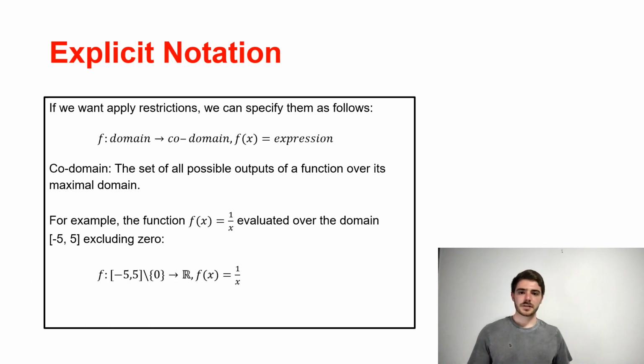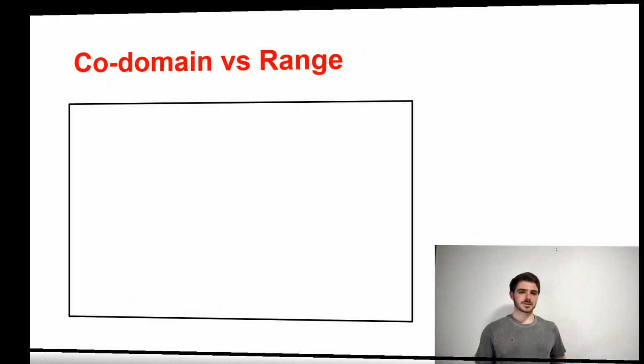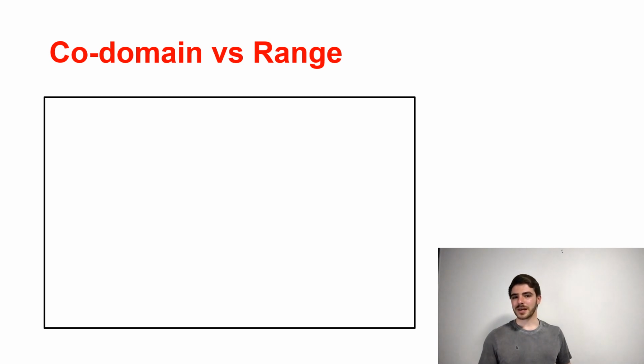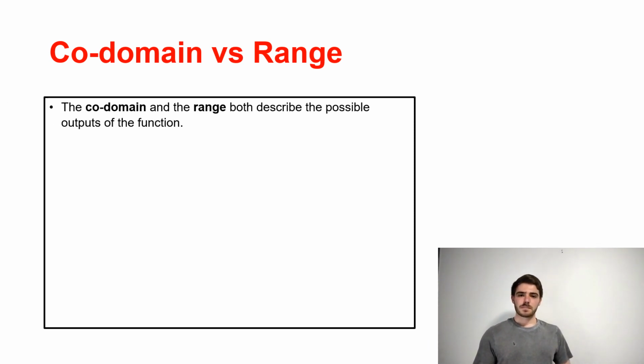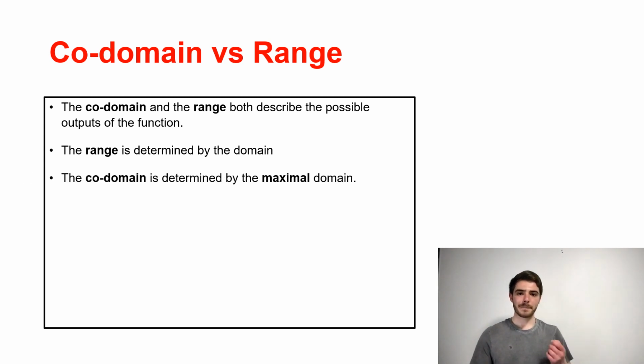Now, as a reminder, this expression uses set notation. The backslash is used to exclude numbers from the set, and the capital letter R suggests that the codomain is all real numbers. So what exactly is the difference between the codomain and the range? The codomain and the range both describe the set of possible outputs of the function. The key difference is that the range is defined by the domain, but the codomain is defined by the maximal domain. If the domain and the maximal domain are equivalent, then the codomain and the range must also be equivalent.